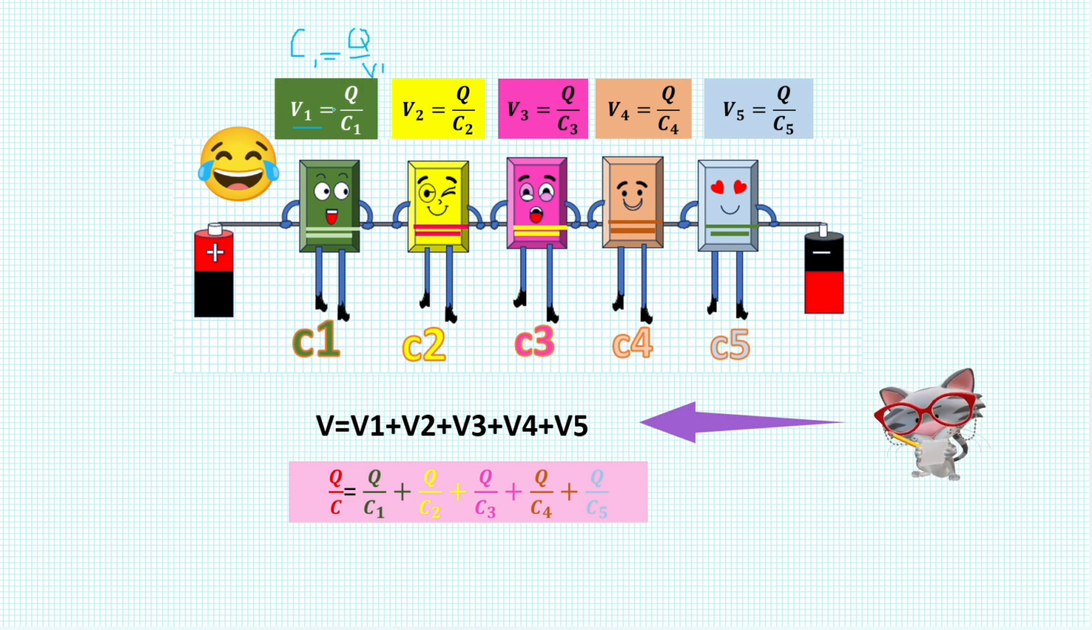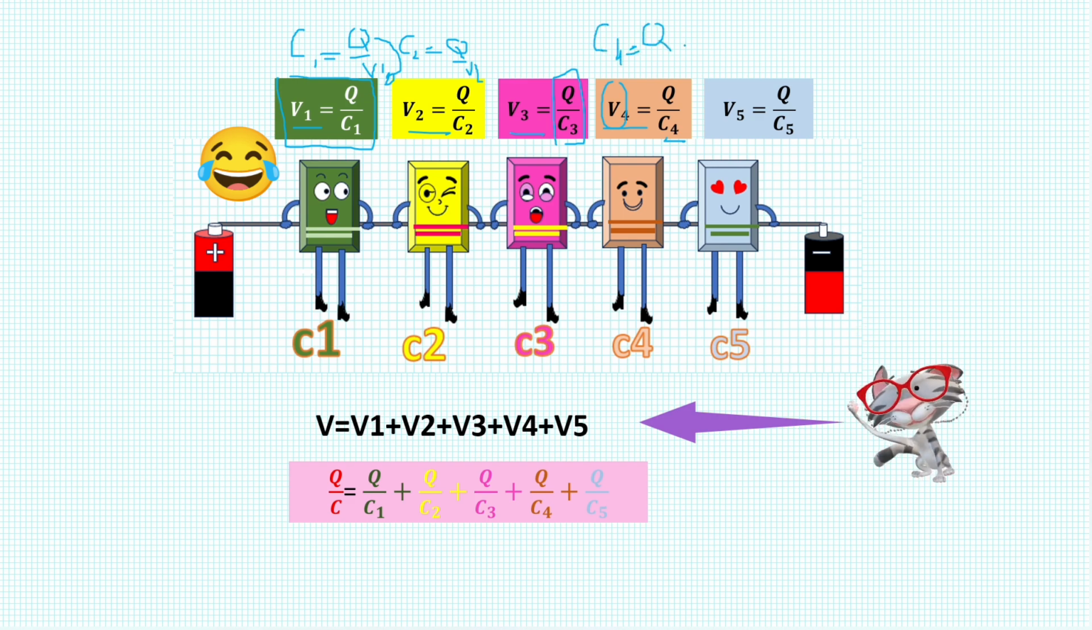Look at our formulas. My voltage is V1 equals Q divided by C1. My yellow fellow capacitor's voltage becomes V2 equals Q divided by C2. My other pink friend capacitor's voltage is V3 equals Q divided by C3. My fourth fellow capacitor's voltage is V4 equals Q divided by C4. And the fifth capacitor's voltage comes as V5 equals Q divided by C5.